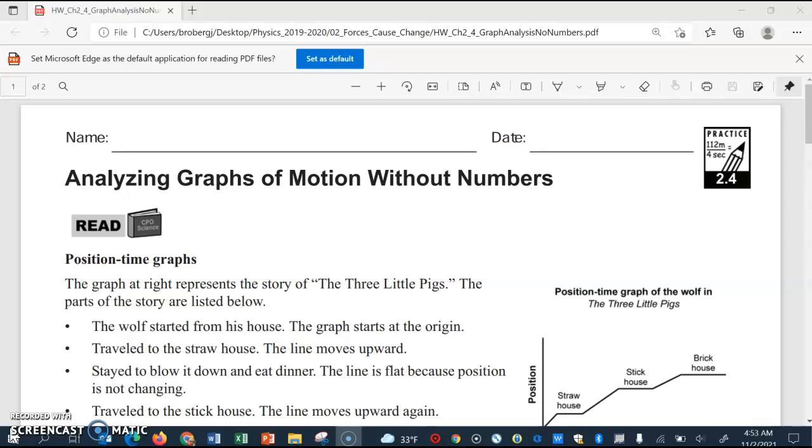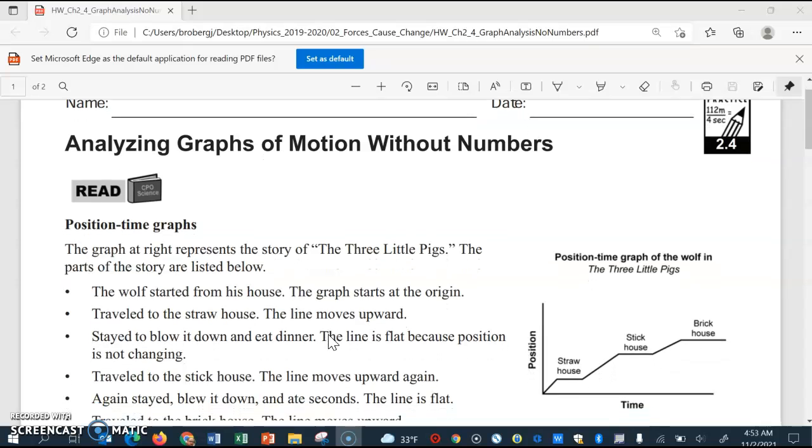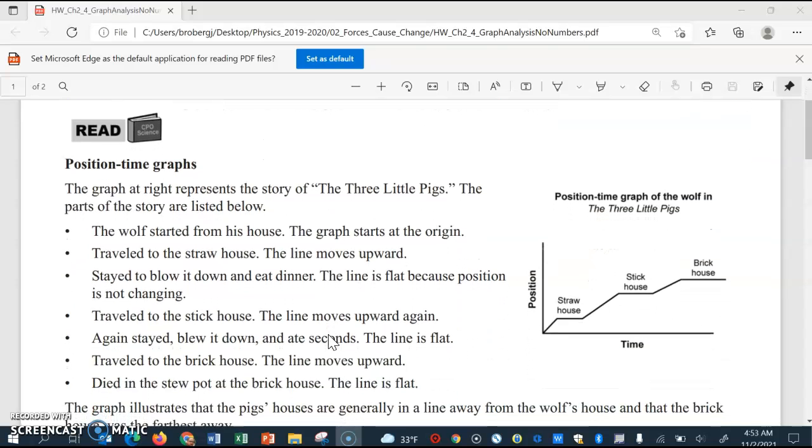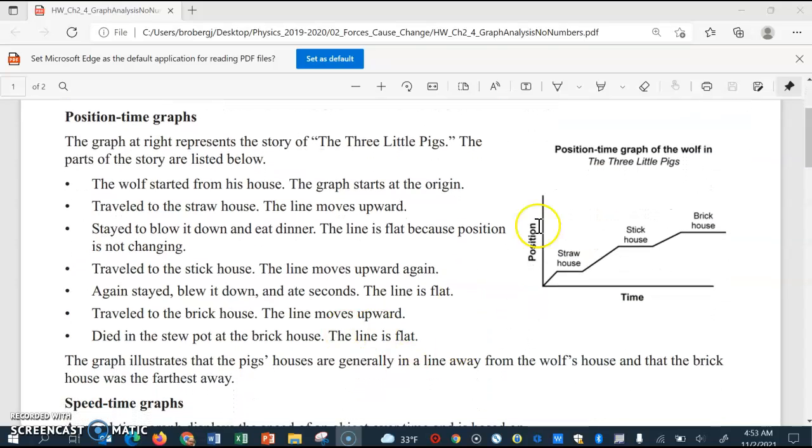All right, once you've got this worksheet, you're going to start to create graphs from stories, because graphs tell stories of what's going on. So this is a little bit of what we're going to be doing. In this very first one, they show you an example of how we're going to do that. The stories are going to be cute, and the first one starts off with the three little pigs.